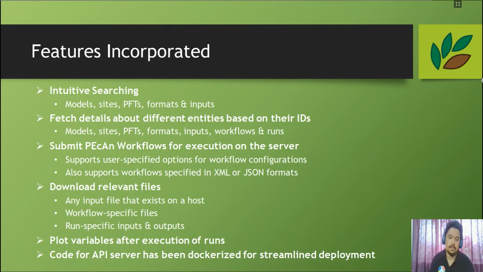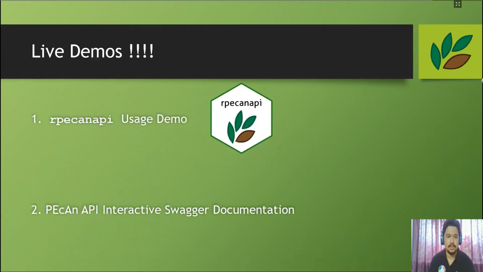Lastly, once the run is completed, we have the results, etc. We can plot the variables against one another, and the plotted image gets returned back to us. The entire code for the API server has been Dockerized for a streamlined deployment into the Docker stack, which PEcAn currently uses. So with all these features covered, let's jump right into the live demos.